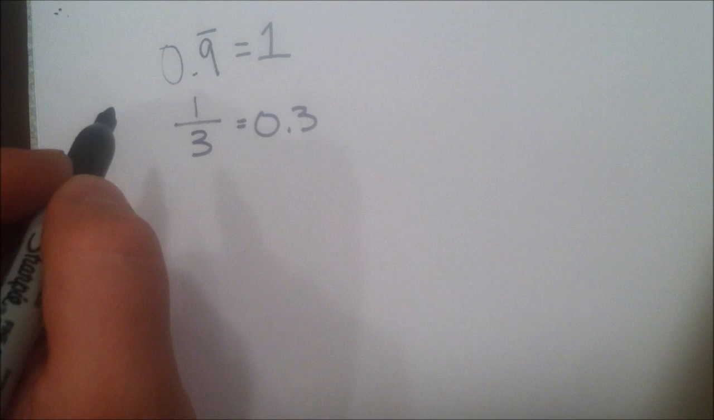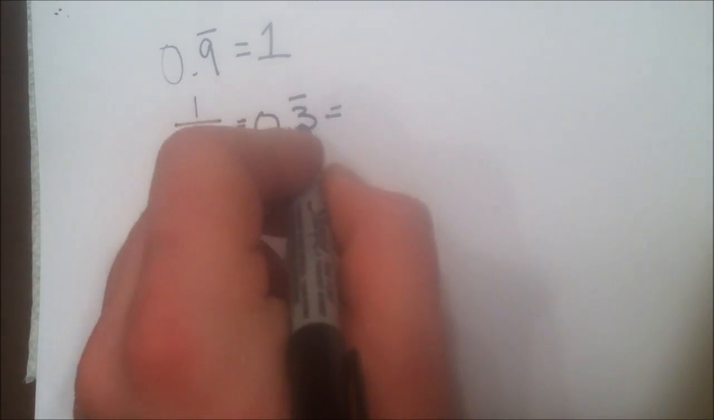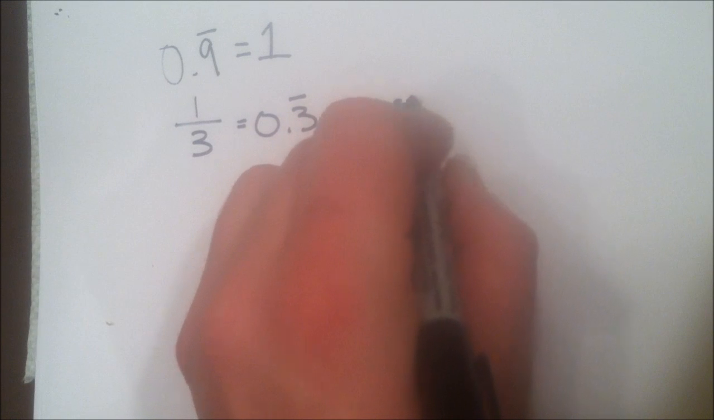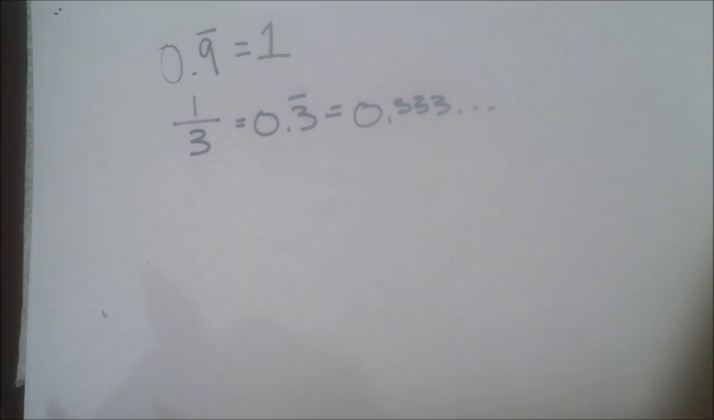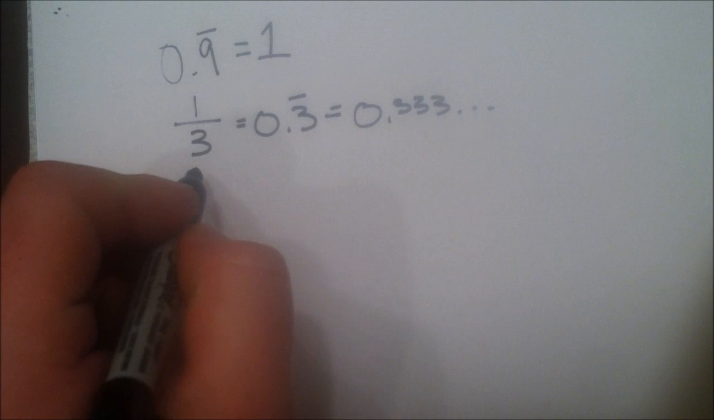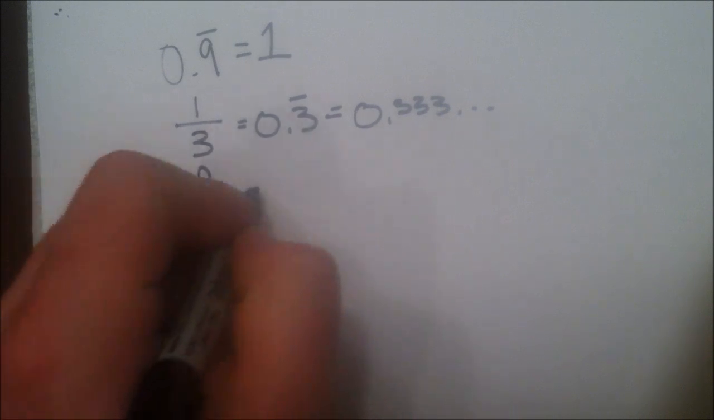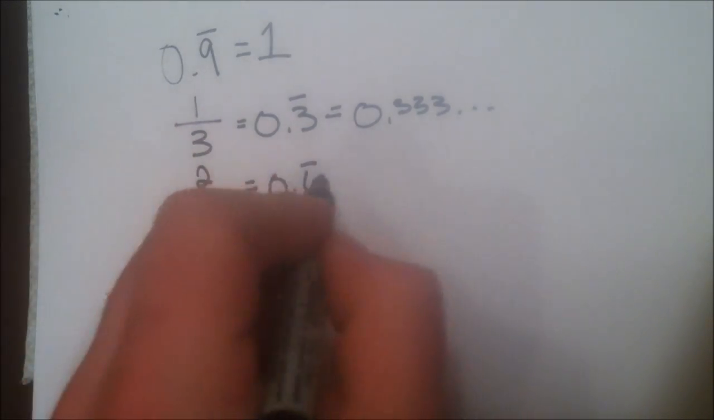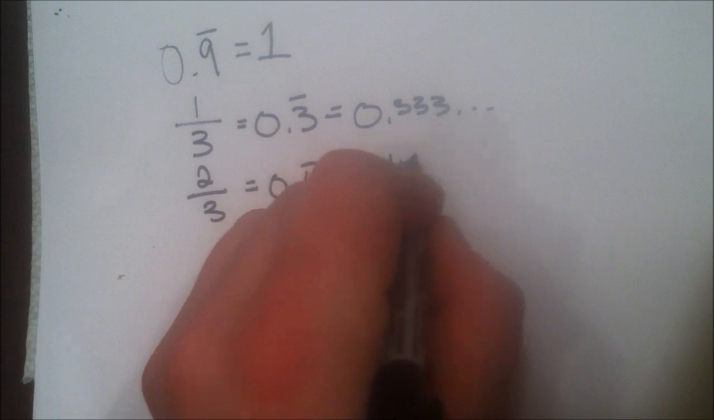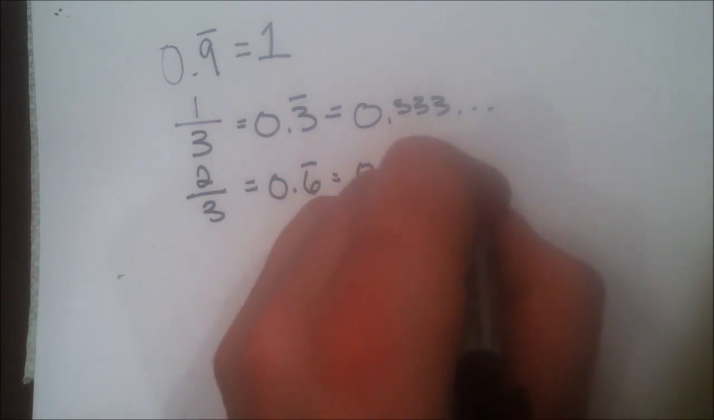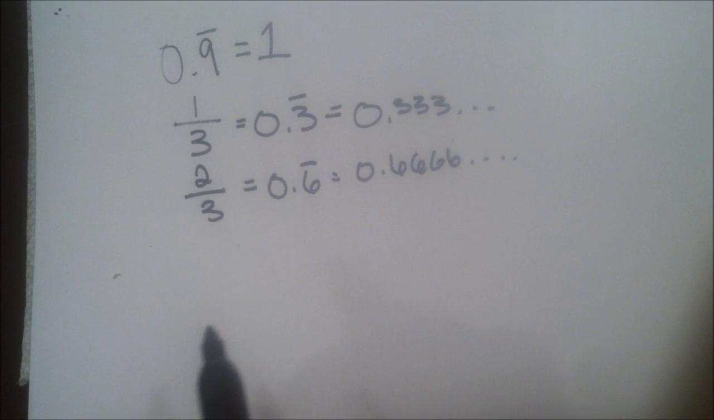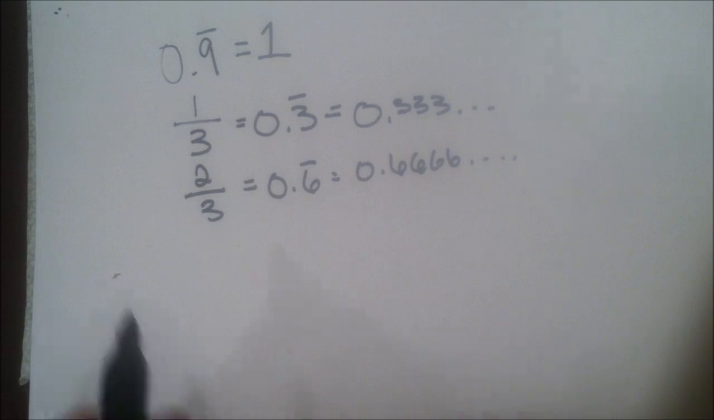First, we'll talk about 1/3, which is equal to 0.3 repeating. And the repeating symbol here means 0.333 with an infinite number of threes. And 2/3 equals 0.6 repeating, which is 0.6666, with 6's going off to infinity.